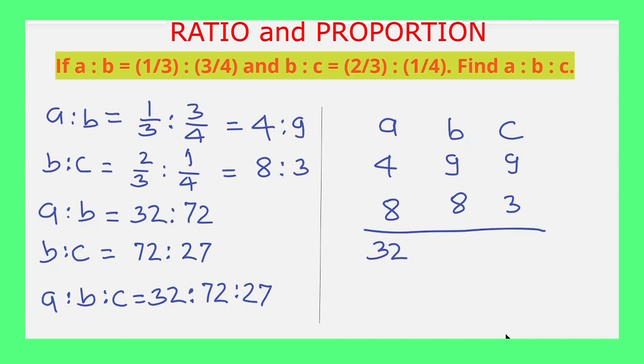9 times 8 is 72. And 9 times 3 is 27. And in all three numbers, 32, 72 and 27, nothing is common. So we can straightaway write A ratio B ratio C equal to 32 ratio 72 ratio 27. And this is our answer to the given question. We go to the next question.